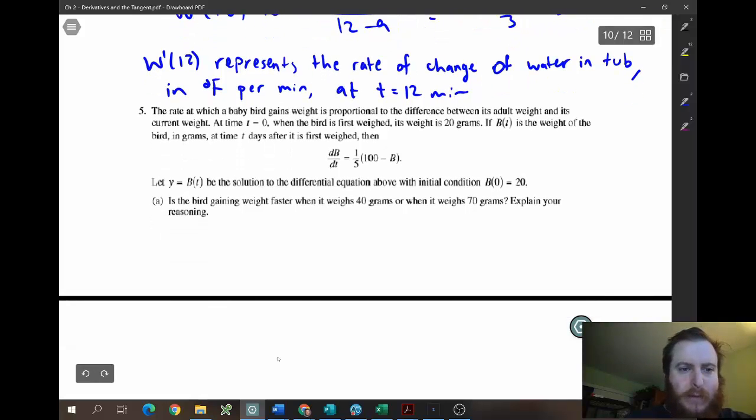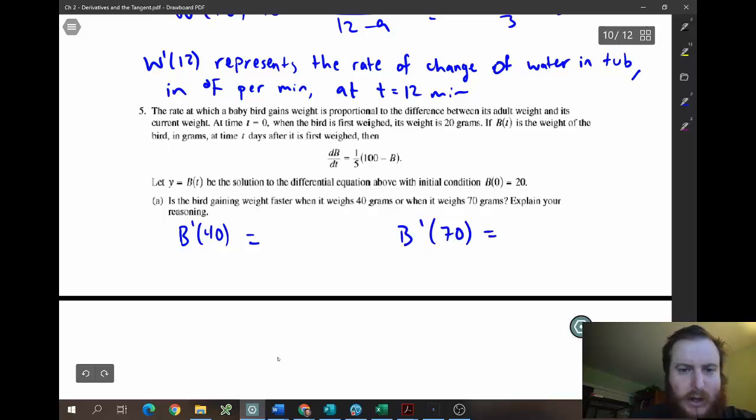Next, the next one is a baby bird is gaining weight, and B of t is its weight, and dB dt then would be the rate of change of its weight. So they ask, is the bird gaining weight faster when it is 40 grams or when it weighs 70 grams? So what we need to just do is basically do B prime at 40 and do B prime at 70 and see which one is bigger.